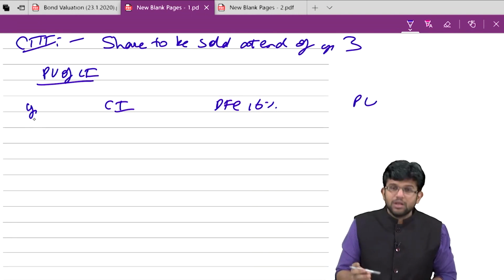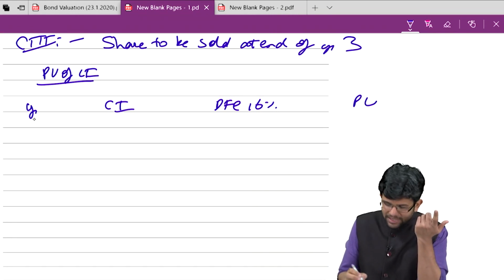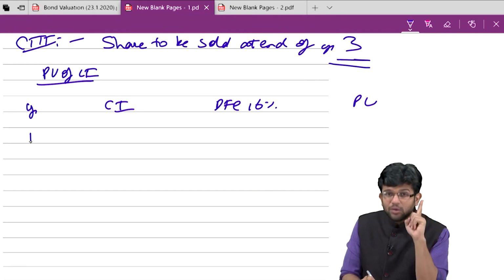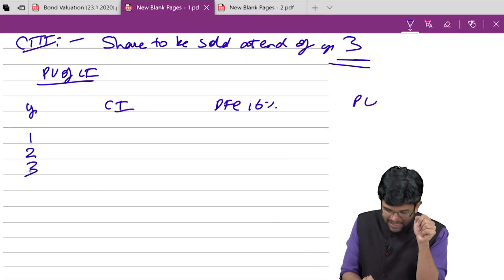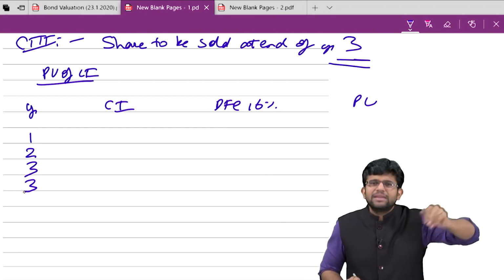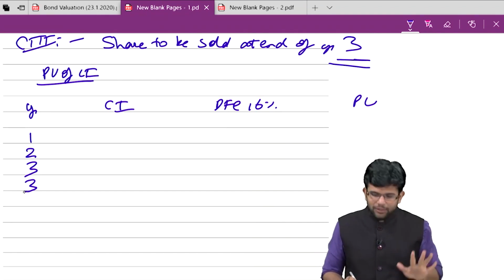Can we start? Now students, what all cash inflows will I get if I'm selling the share 3 years from now? I'll get dividend at end of year 1, dividend at end of year 2, dividend at end of year 3, and I will get price at the end of year 3. Everybody following? 3-year dividends I'll get and price at the end of year 3.